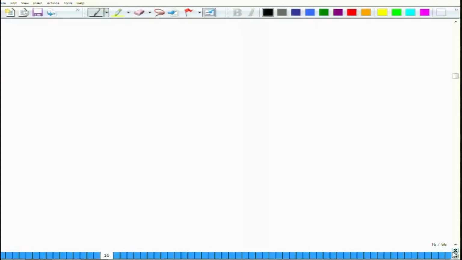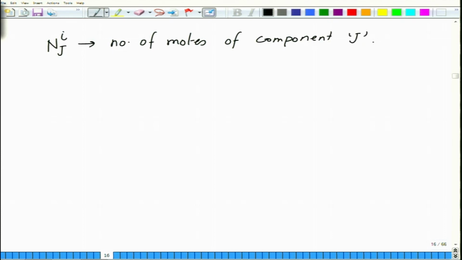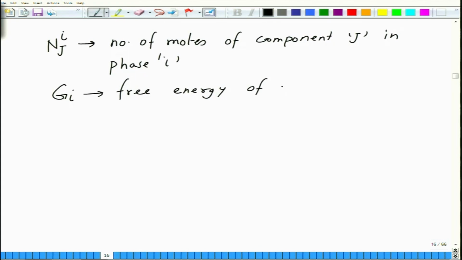So let us say Nji is the number of moles of the jth component in phase I. So it is the ith phase and jth component, and let us say Gi is the free energy of phase I. So the free energy of phase I is Gi, and Nji is the number of moles of component J in phase I. So let us say the transfer happens.